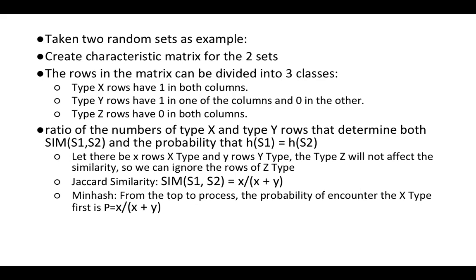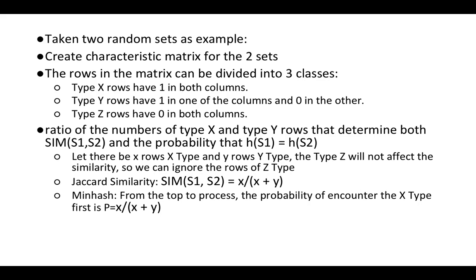However, it is the ratio of the numbers of type X and type Y rows that determines both the similarity between set 1 and set 2 and the probability that the hash value of set 1 equals the hash value of set 2. Let there be X rows of type X and Y rows of type Y. Then the similarity of set 1 and set 2 is X over X plus Y. The reason is that X is the size of the intersection of set 1 and set 2, and X plus Y is the size of their union.